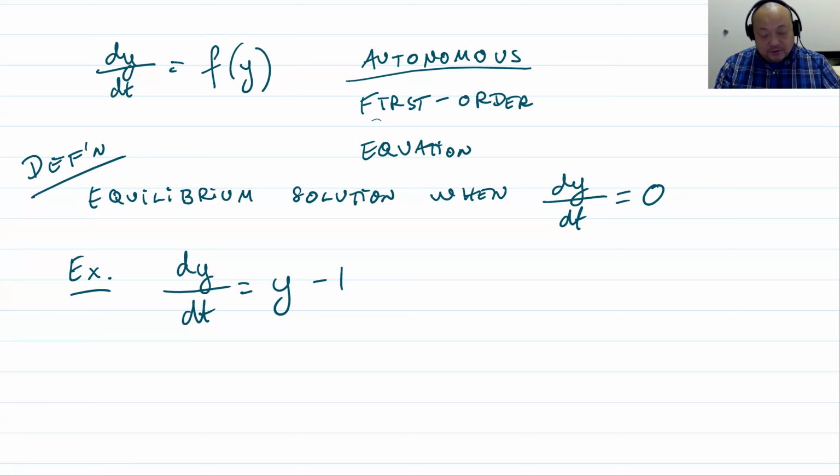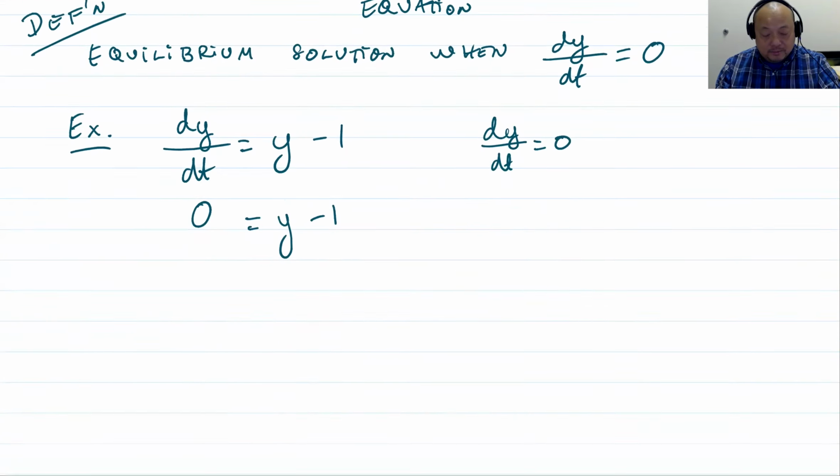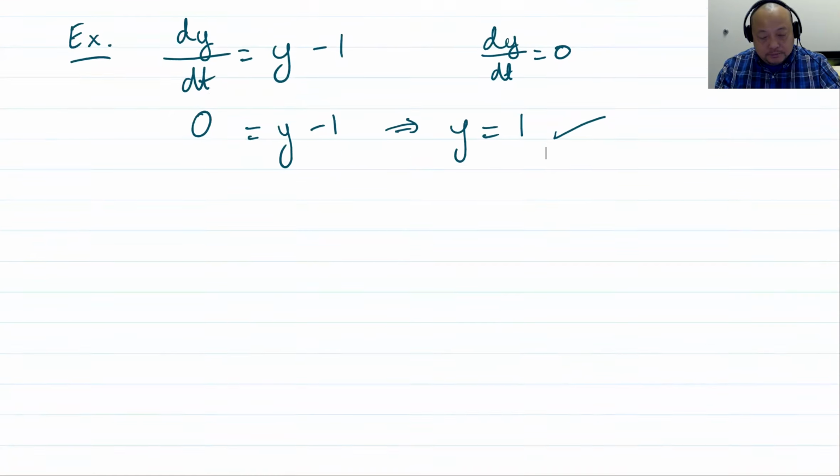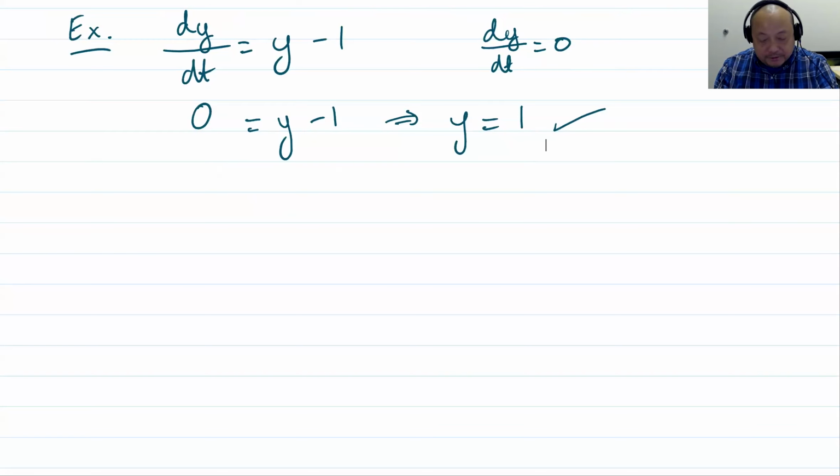So let's figure out when dy/dt equals 0. When dy/dt equals 0, we put 0 right here, and we solve this equation. This gives us y equals 1. And therefore, this is not just a single value. This is a function, right? y equals 1 as a function of t. And therefore, we're talking about a whole line, y equals 1. Let's take a look at this on a graph.